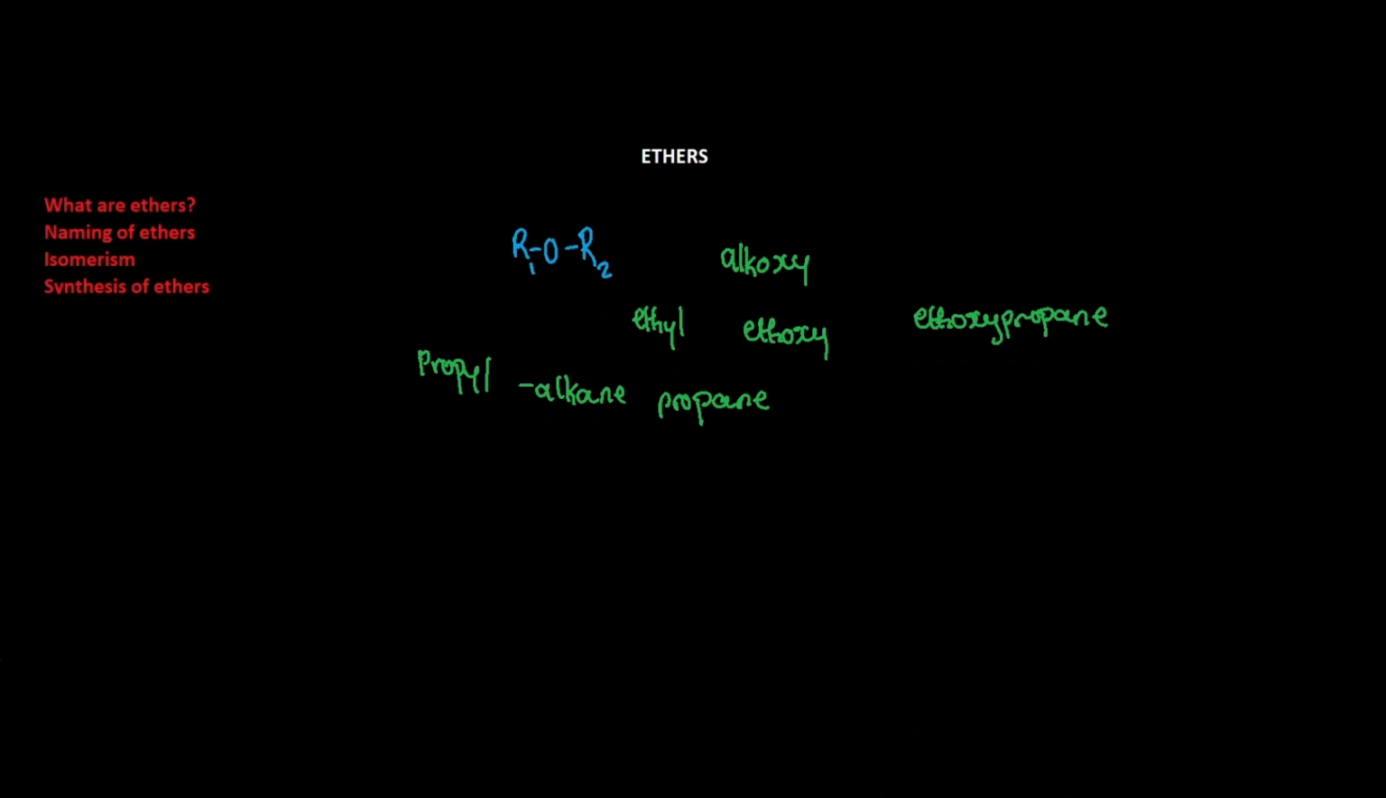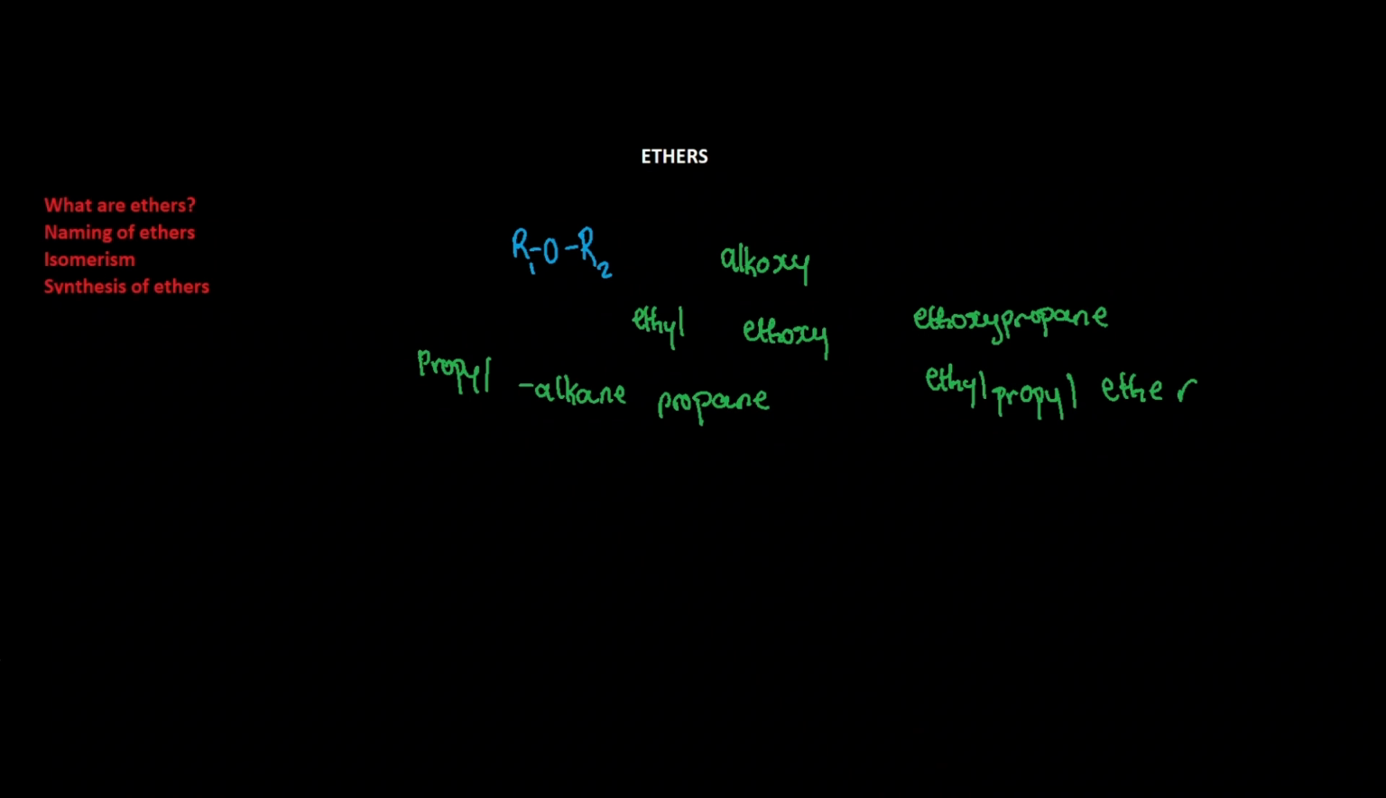Now, a common name for this would be that we would consider each of the alkyl groups as they are. We won't represent one as an alkoxy and another as an alkane. We would represent them as the alkyls that they are. So in this case, this compound would be named ethyl propyl ether. This is to represent that the compound is an ether.